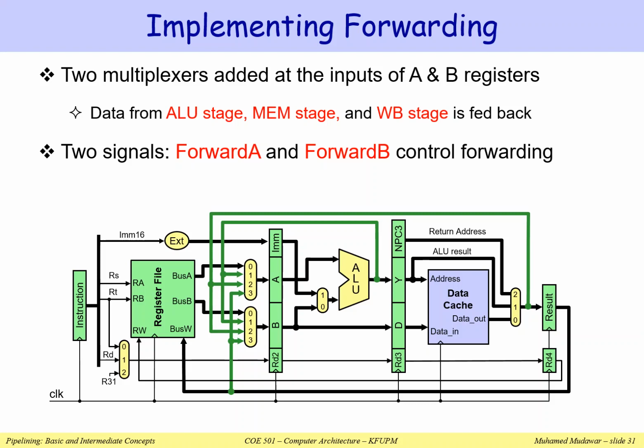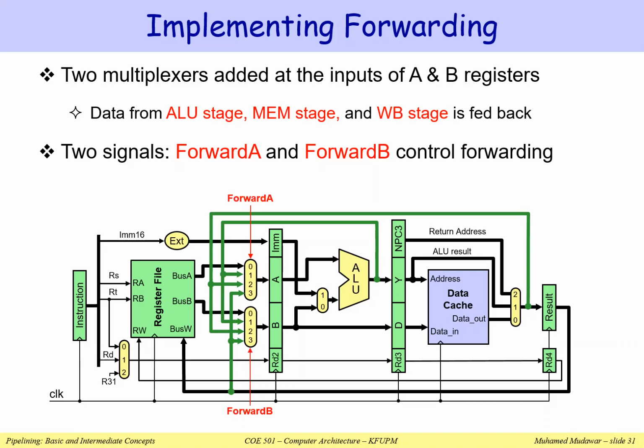So these multiplexers have four inputs. They can get their input from bus A and bus B. They can get their input from the result of the ALU. They can get the result from the fourth stage of the pipeline, as well as from the write back stage. This is how we feed back the result into the input A and B. A and B here are used as inputs to the ALU.